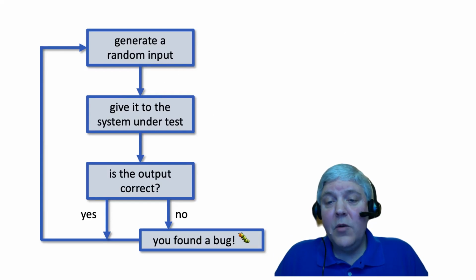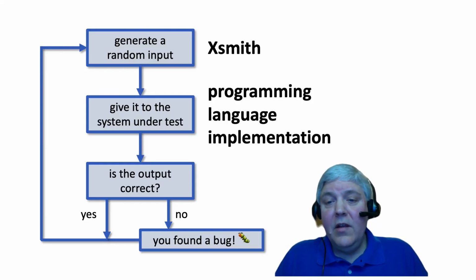If everything works okay, then yes, great, our system seems to be working fine. We can go back and generate another random input. But if our system misbehaved, then we've found a bug, and we can dive into that using other tools, right? So in this particular talk, we're going to use Xsmith to generate our random inputs, and the things that we're going to test are a variety of programming language implementations.